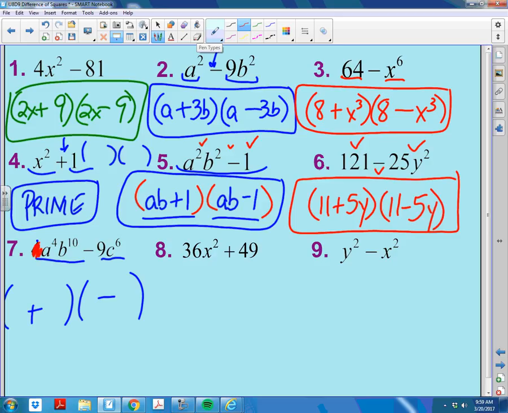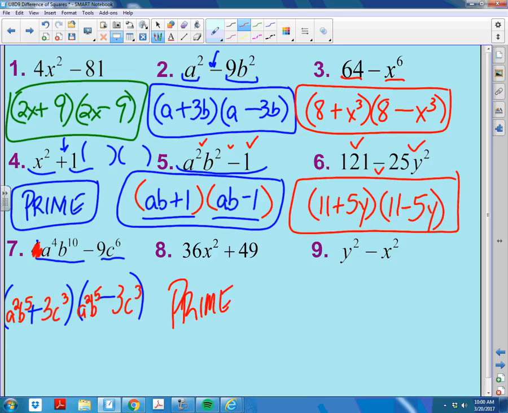So what is the square root of a to the 4th, b to the 10th? A squared b to the 5th. And this would be a squared b to the 5th. Also, what's the square root of 9c to the 6th? 3c to the 3rd. Very good.